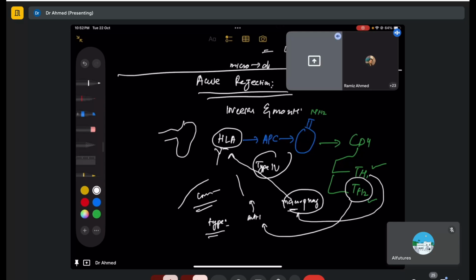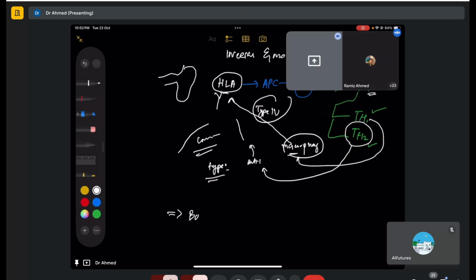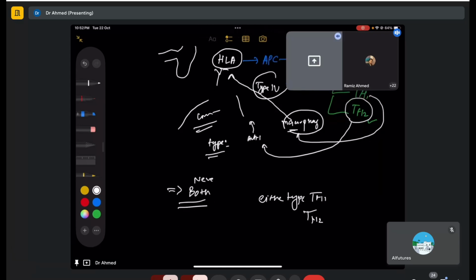As you know, I'm activating my cells, so it would take some time. I do not have preformed antibodies in this case. I am forming the antibodies, so it would take some time. If it's taking time between weeks and months, basically I call it acute rejection, right? So high yield point, it can never be both. It can be either TH1 driven or TH2 driven, or in other words, it can either be type 4 or type 2. This is very high yield for acute rejection.